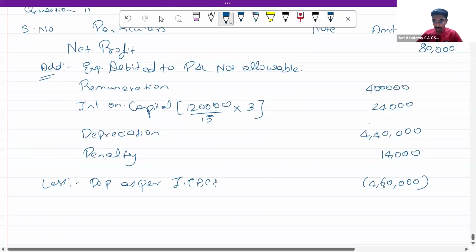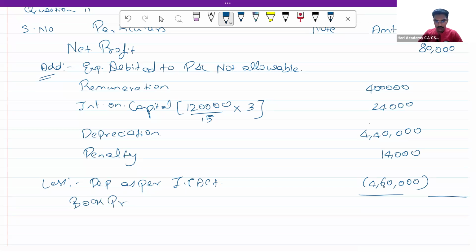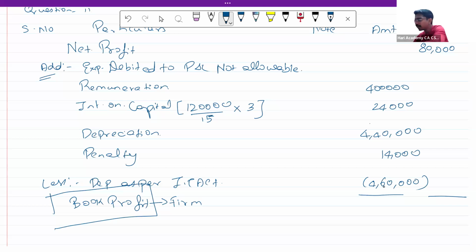Now let us find out what is the book profit. This is one step which will be there only in a firm's question. We have to find out the book profit for the purpose of computing the remuneration allowable. So in this case, you have to take 80,000 plus 4 lakhs plus 24,000 plus 4 lakhs 40,000 plus 14,000 minus 4 lakhs 60,000.